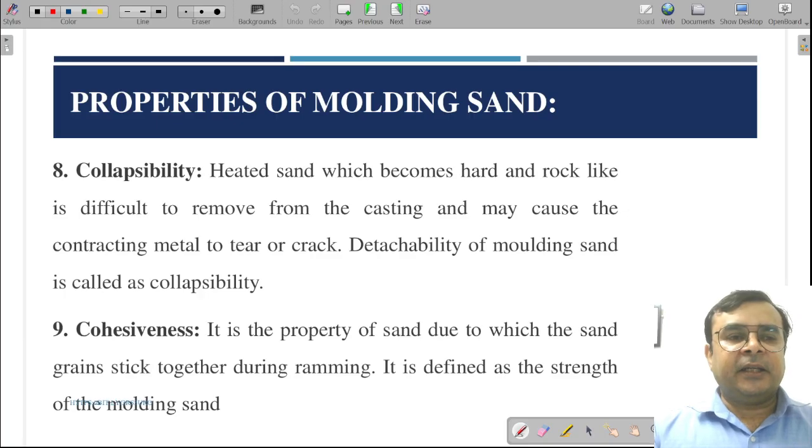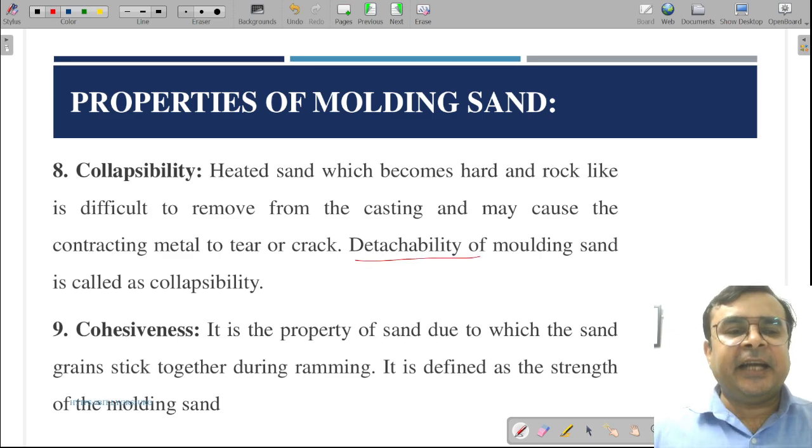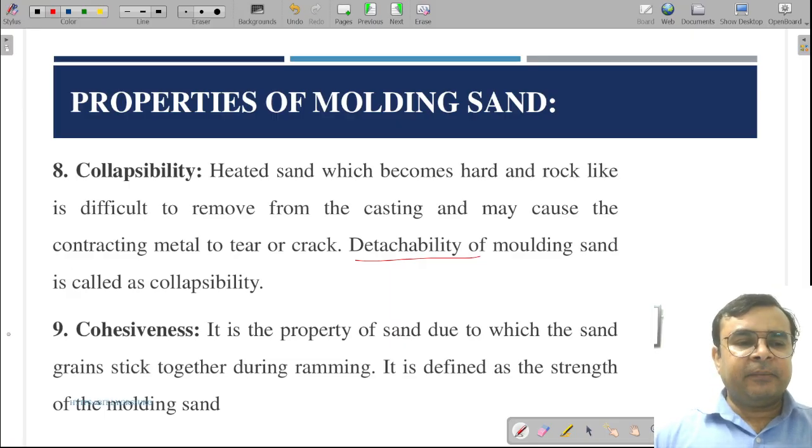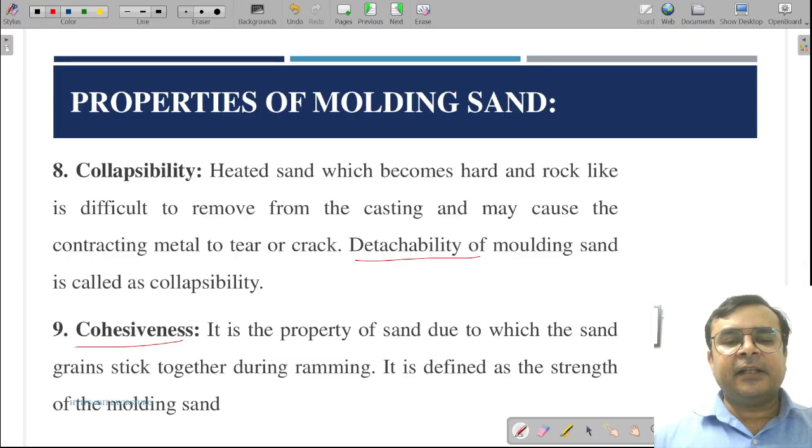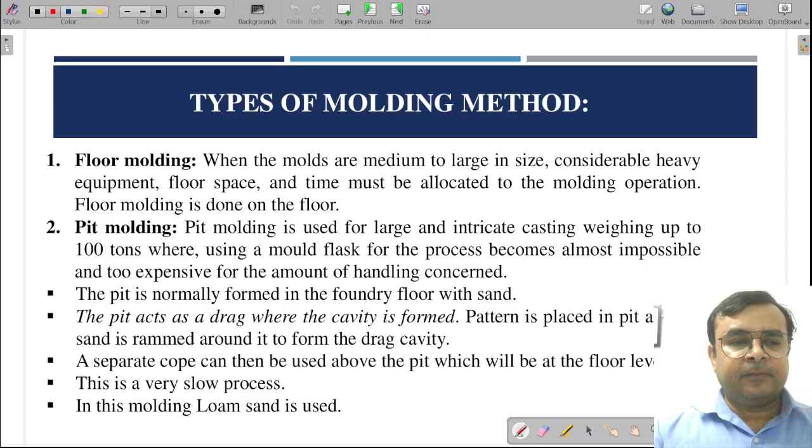Next, collapsibility. What do you mean by collapsibility? Collapsibility tells us the detachability of the molding sand, means how the molding sand and molten metal get easily detached from each other. This ability is called collapsibility. And what is cohesiveness? Cohesiveness tells us the bonding between dissimilar particles, means bonding between sand and the binding agent. Is it right? So this is called cohesiveness.